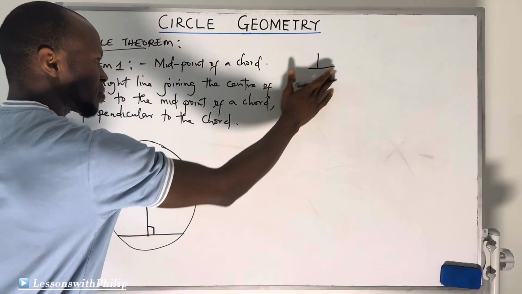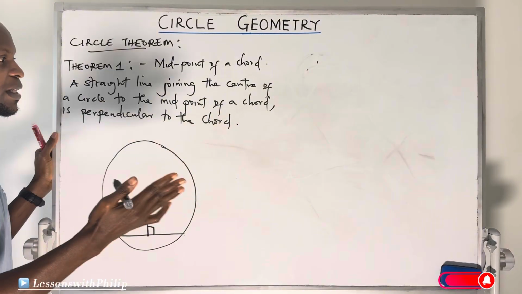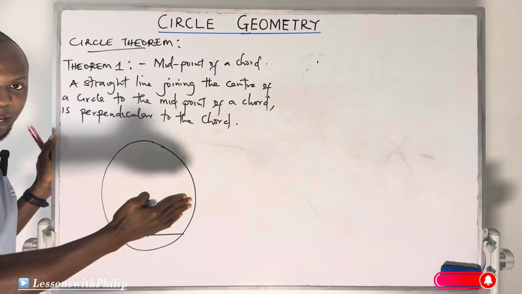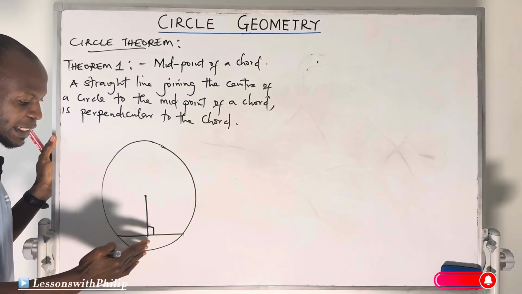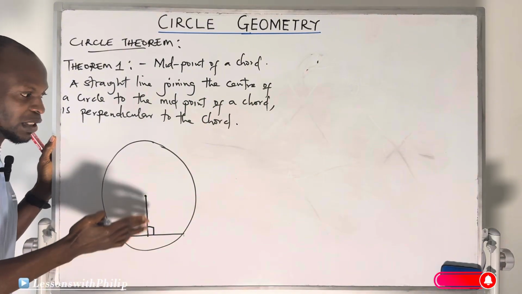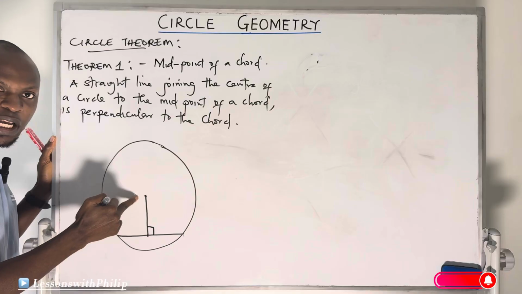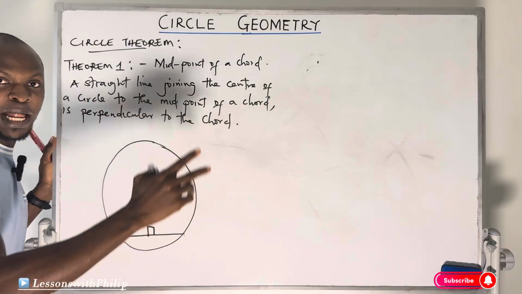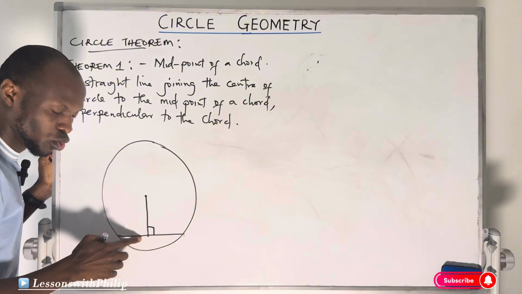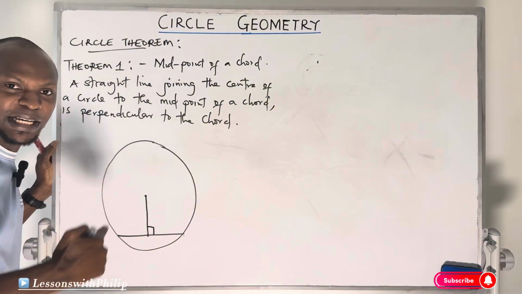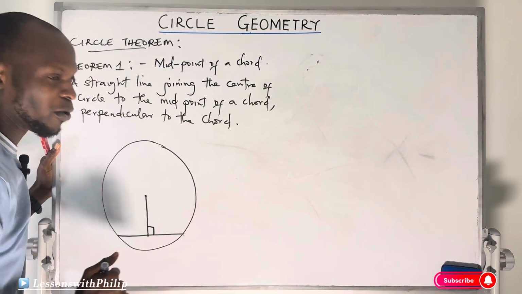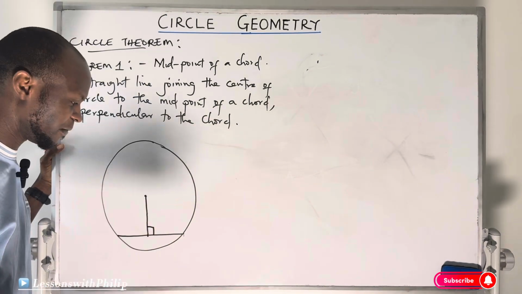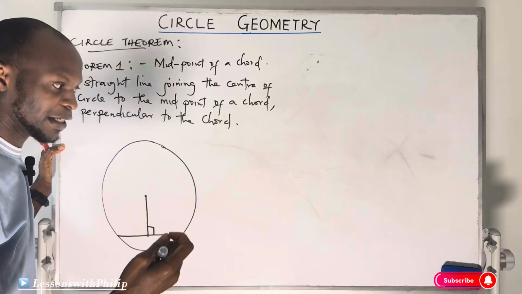This law can still be stated that any line coming from the center of the circle to bisect a chord is perpendicular to the chord, or that line is at 90 degrees to the chord. That is the first angle you must be able to identify in a circle.